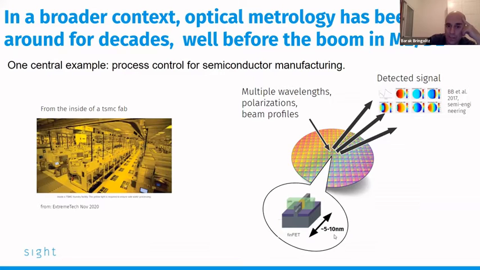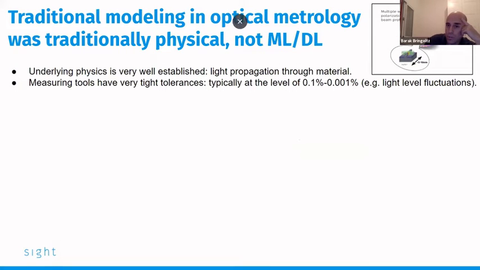Now, traditionally, the way these signals were modeled was never with machine learning. It was with the traditional physical modeling. And the reason is that the underlying physics of this process is very well established. It's essentially light propagation through material. We have Maxwell equations. We understand them very well. We know how to solve them. And this is what has been used for decades. Also, the measuring tools are very accurate. They are very stable. They have very tight tolerances, typically at the sub 10% level.